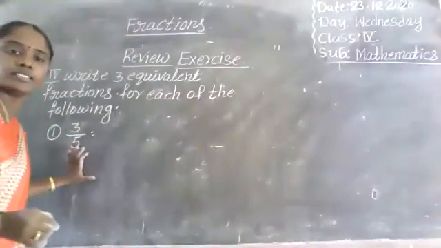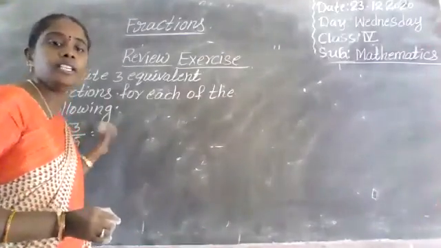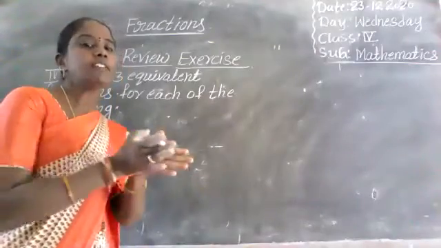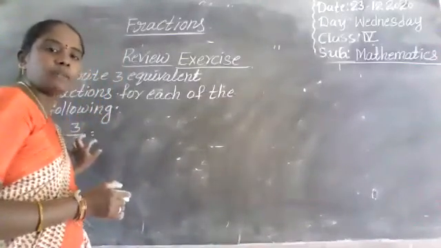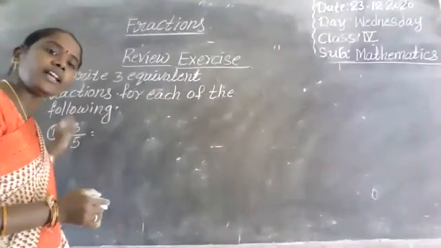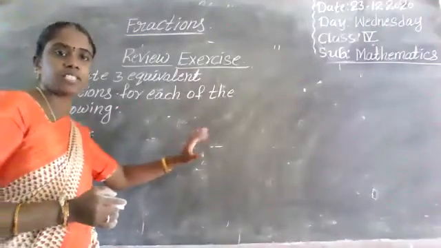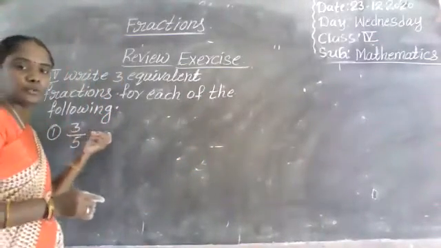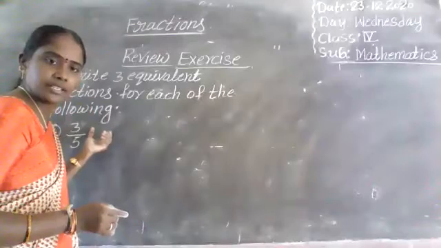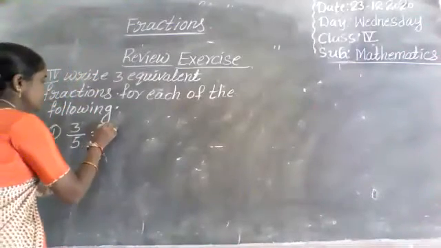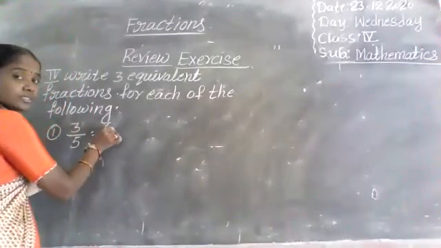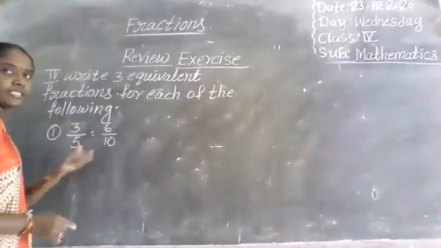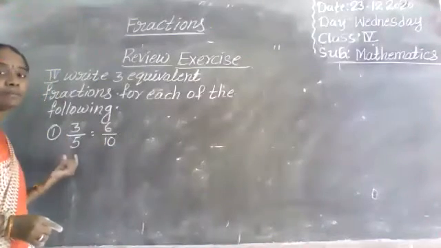For 3 by 5, how to write equivalent fractions? You have to multiply by the same number in the numerator and denominator. Then we will get one fraction. That is an equivalent fraction of the given fraction. For example, I multiply by 2. 3 into 2 is 6, 5 into 2 is 10. 6 by 10 is an equivalent fraction of 3 by 5.